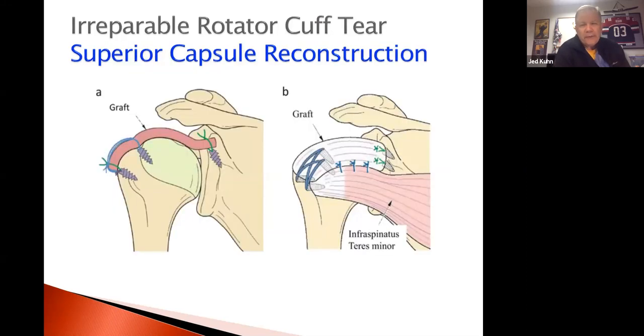And then of course the superior capsular reconstruction that came out of Japan, where you actually take this graft and secure it to the superior glenoid with anchors. The reason this was developed, so all of you know, is that they did not have the reverse arthroplasty in Japan, so they needed to have something to do with these massive cuff tears.